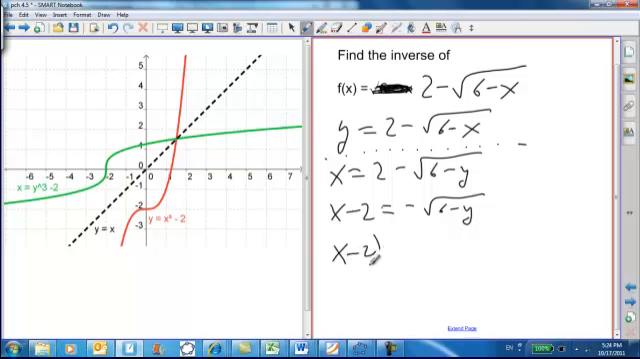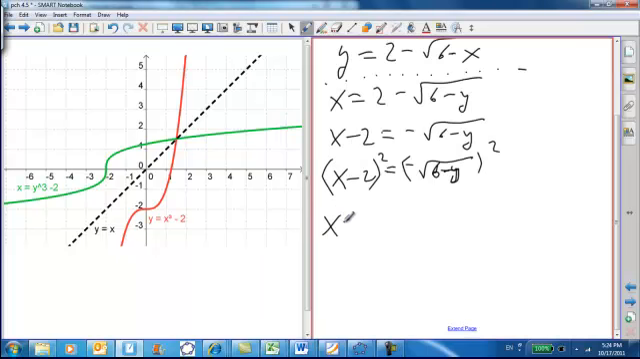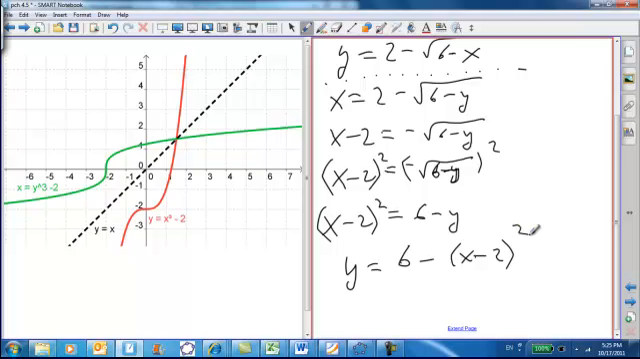So x minus 2 squared equals negative square root of 6 minus y, squared. So x minus 2 squared equals 6 minus y. So y equals 6 minus (x minus 2) squared. And so f inverse of x equals 6 minus (x minus 2) squared.